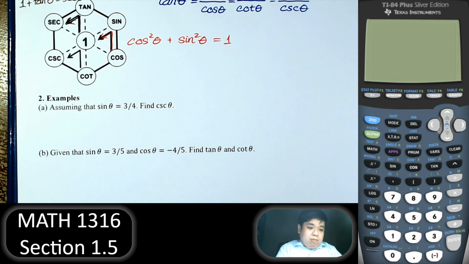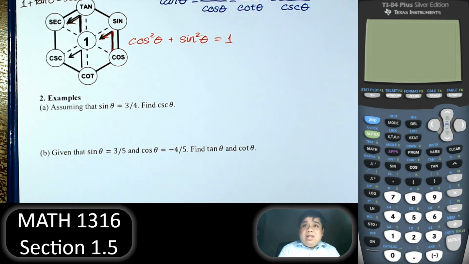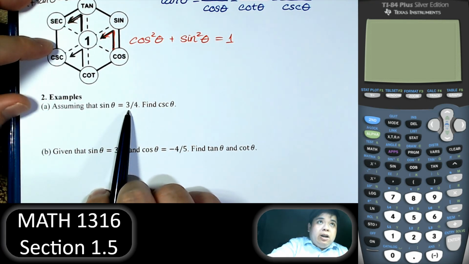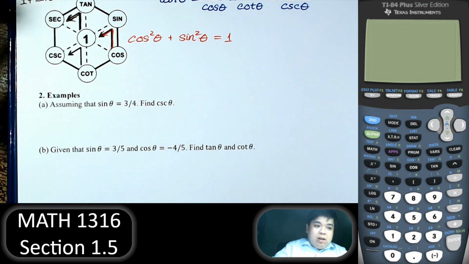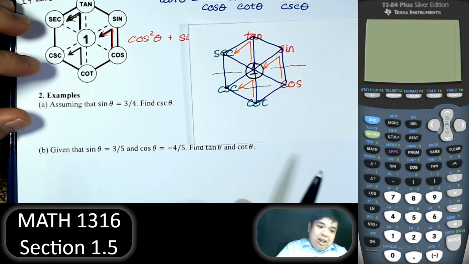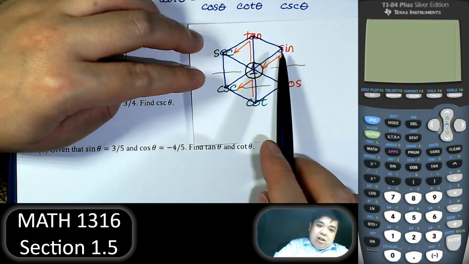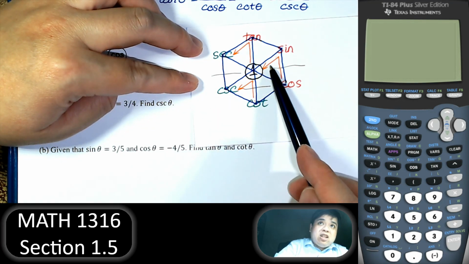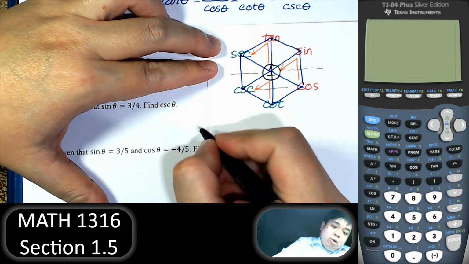And having said that, these identities are called fundamental because it's just based on the definition. Alright, next, assume sine is equal to 3 over 4. What is cosecant? Take a look at the hexagon. How are sine and cosecant related? They are opposite from each other on the hexagon, meaning they are reciprocals.